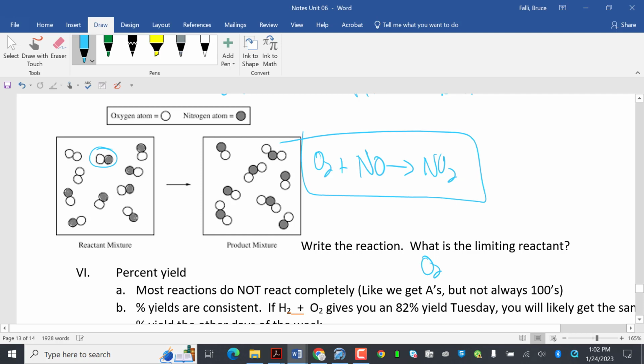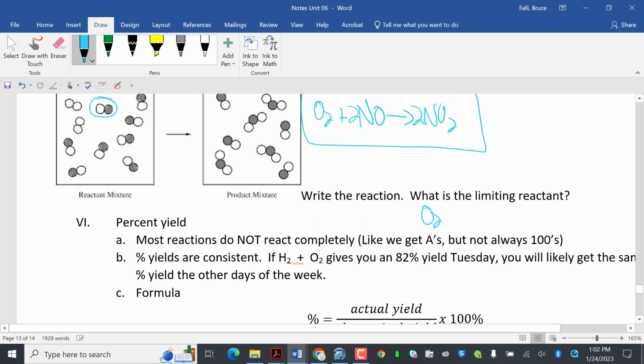Do I need to balance this? It looks like I might. Yes, 2, 2. So that's 2, 4, and that's 2, 4. There you go. All right.